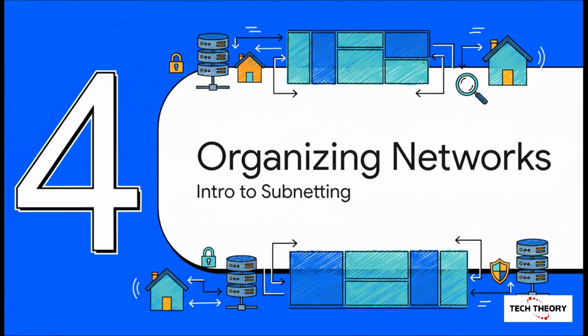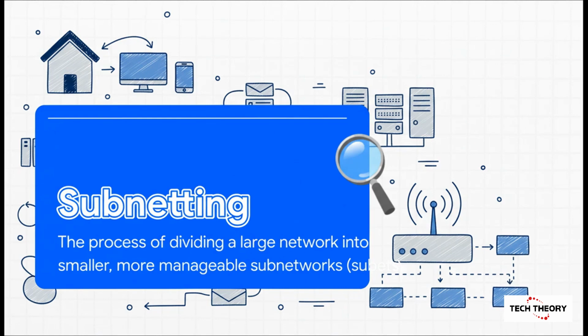I mean, way bigger, like a huge corporation. You can't just have one gigantic street with thousands of houses on it. That would be absolute chaos. So this is where we have to go from thinking about a single street to creating entire organized digital neighborhoods. And the process for doing that is called subnetting.